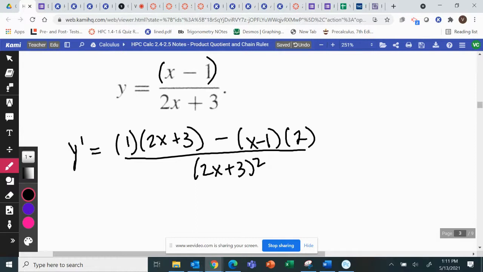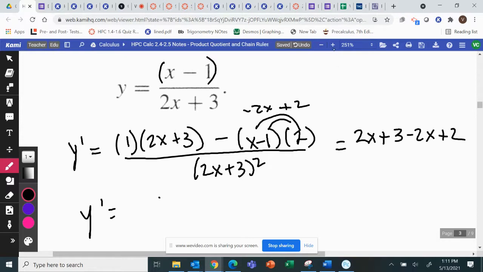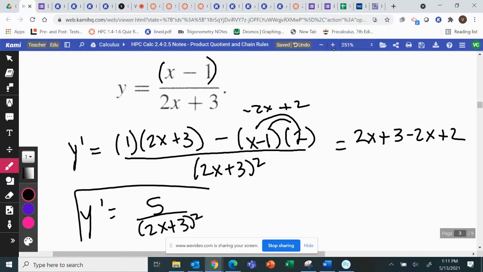That part's not hard. The part that's longer usually, and it's not too bad for this one, is simplifying it. So 2x plus 3, and then I'm going to distribute a negative 2 to both of those. So I will get negative 2x plus 2. Y prime equals, what do we got? I'm going to rewrite up here. 2x plus 3 minus 2x plus 2. So we get 5 over 2x plus 3 squared.